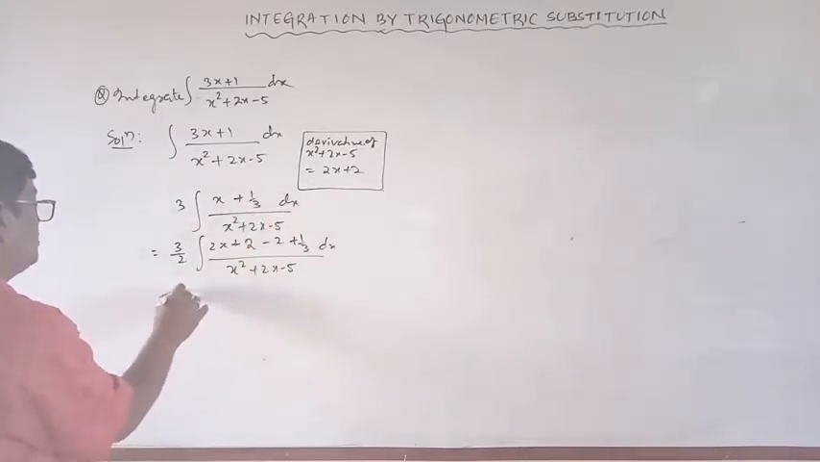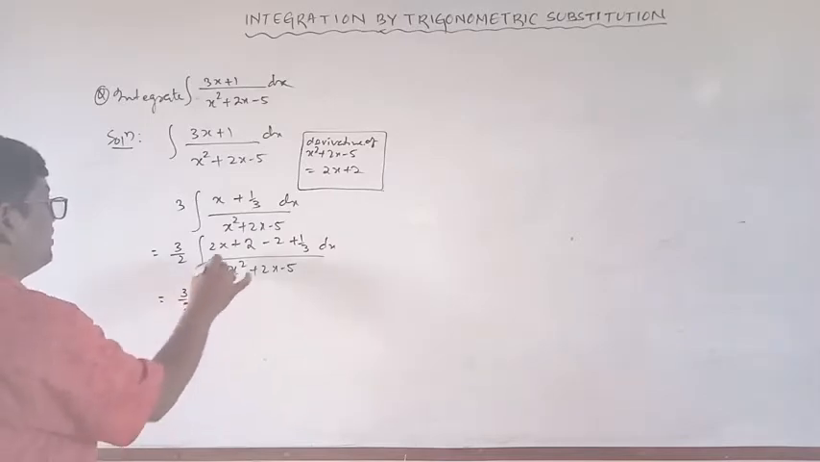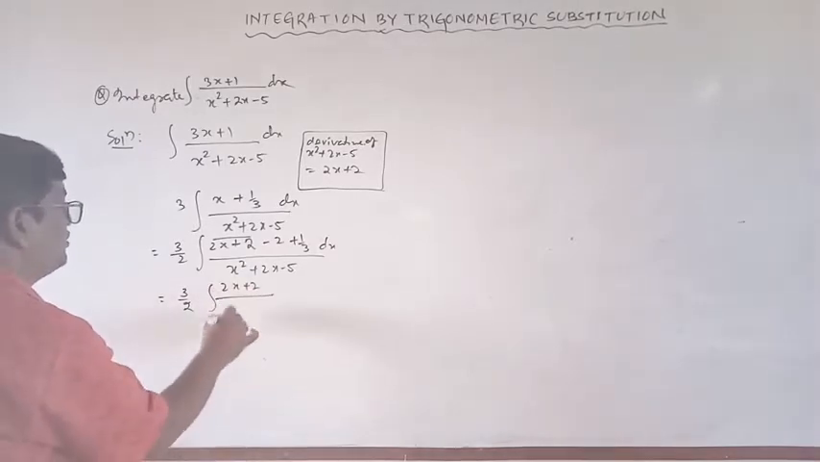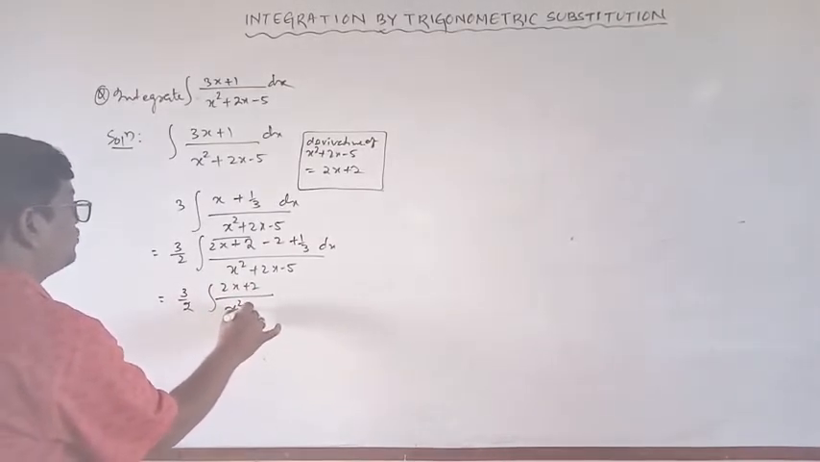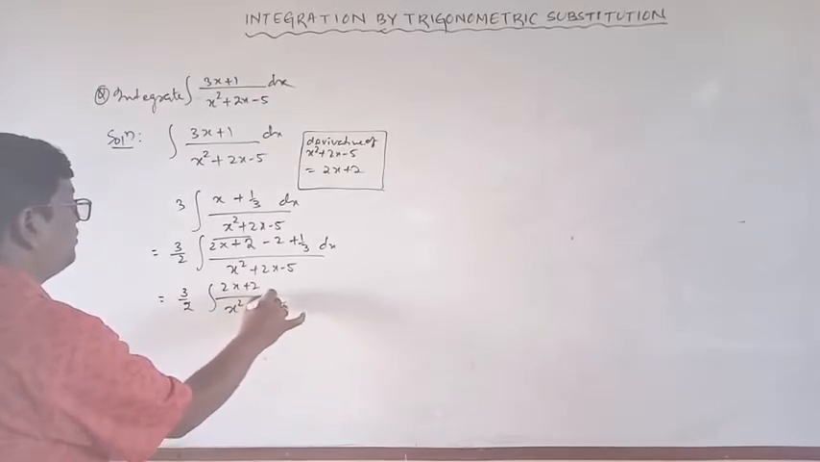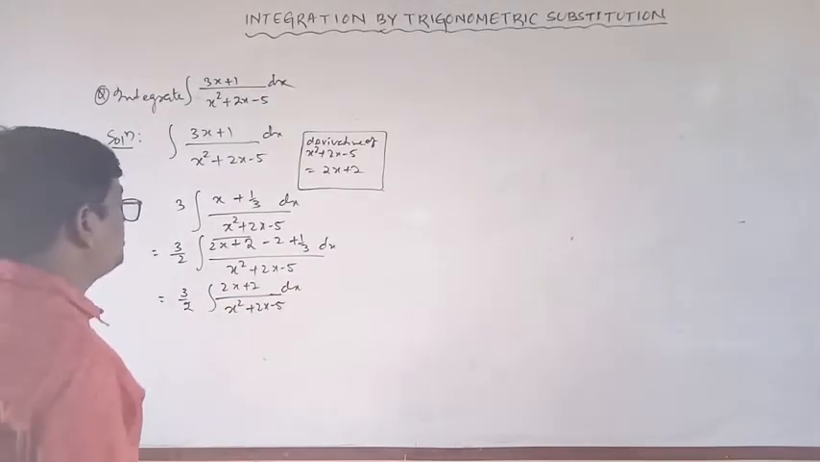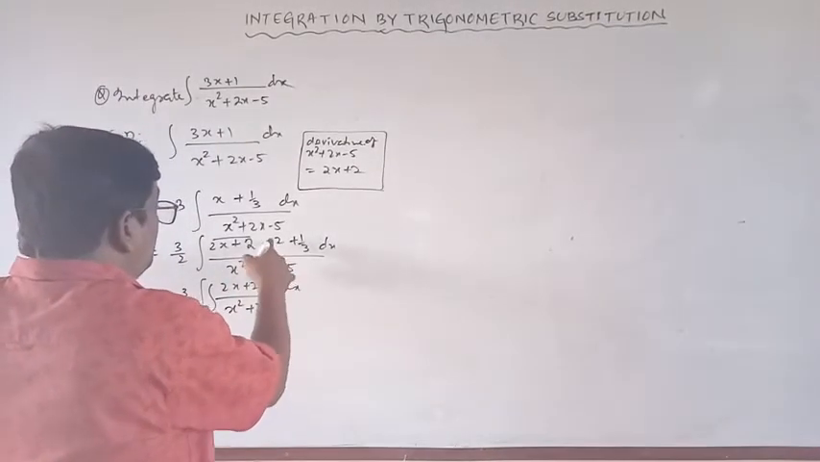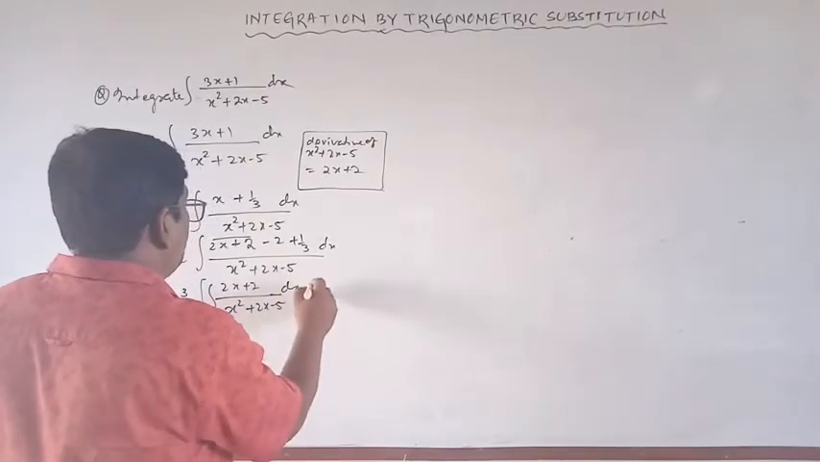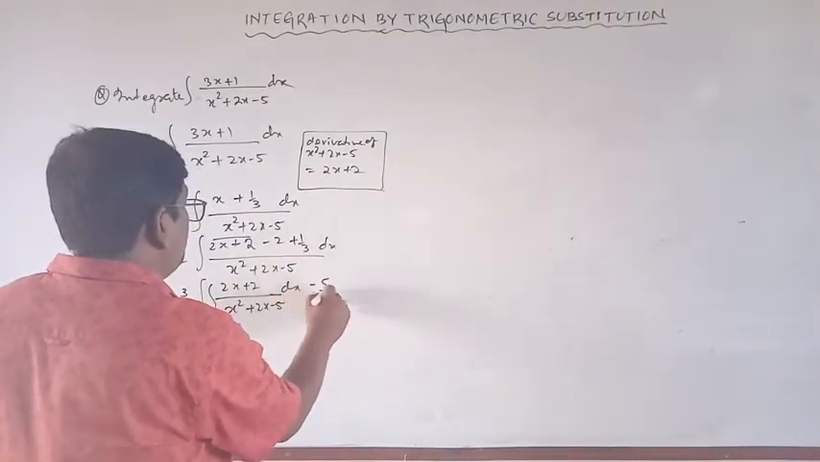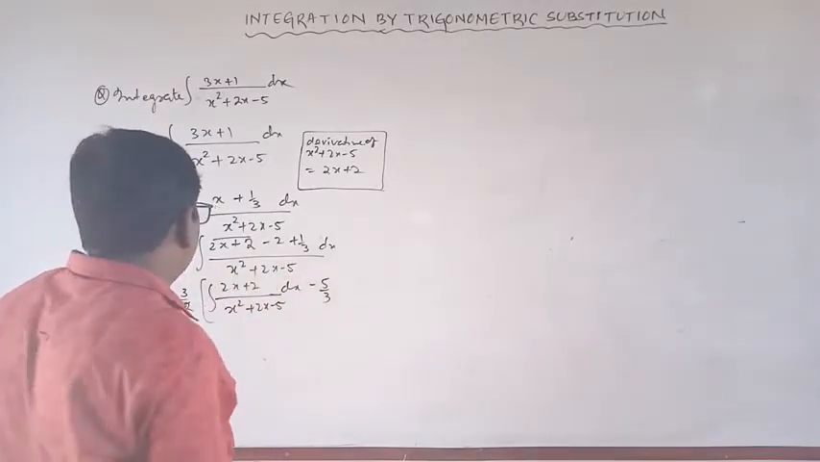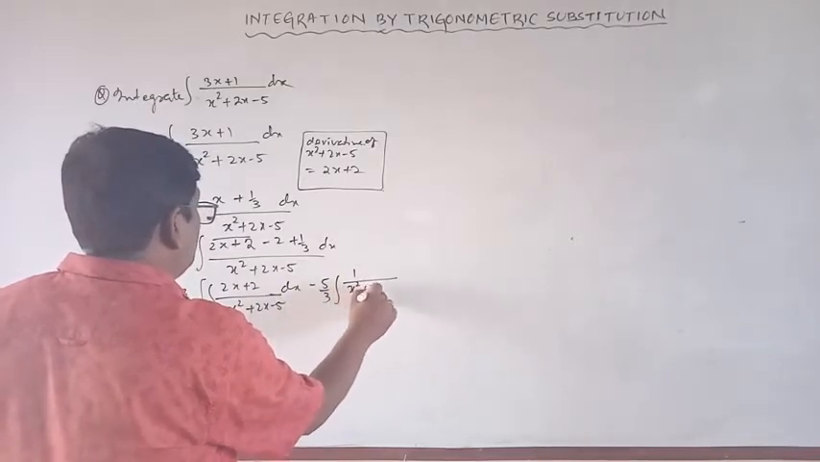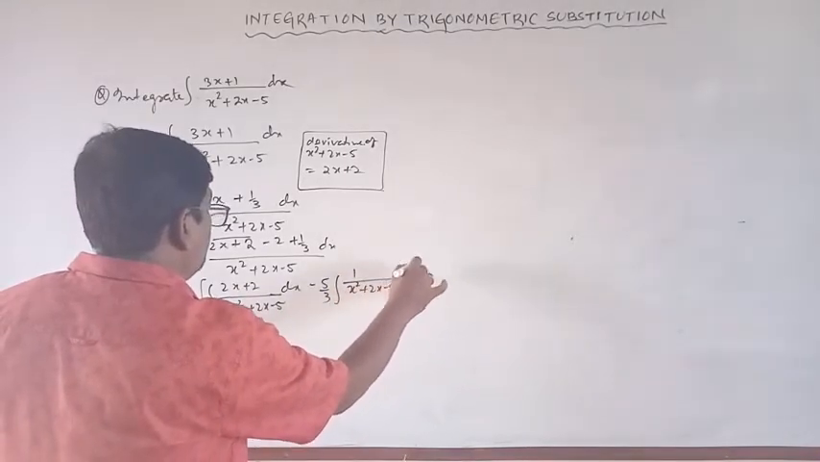So this is equal to 3 by 2, separating this, the integral of (2x + 2) divided by (x square + 2x minus 5) dx, and then minus 6 plus 1, which is minus 5, so minus 5 times the integral of 1 by (x square + 2x minus 5) dx. Clear?